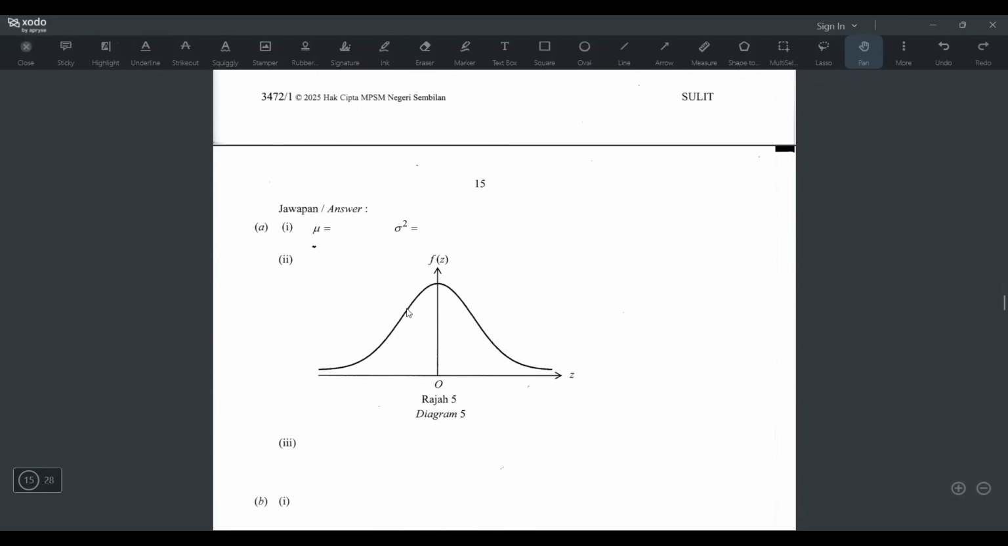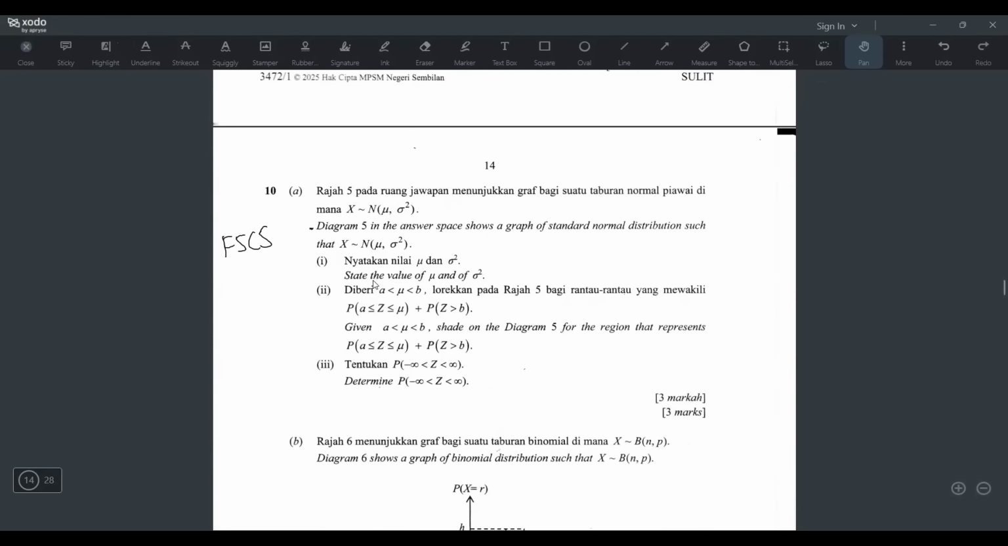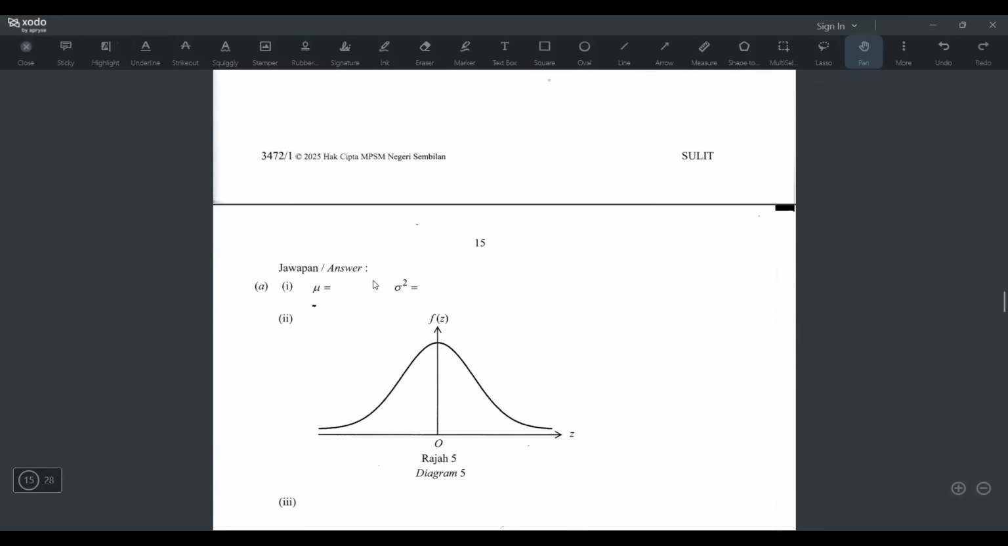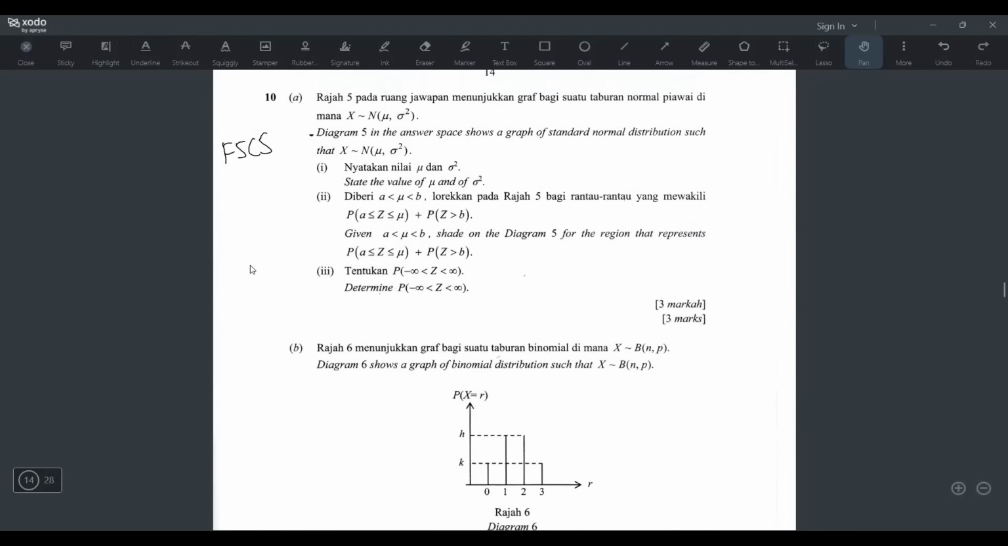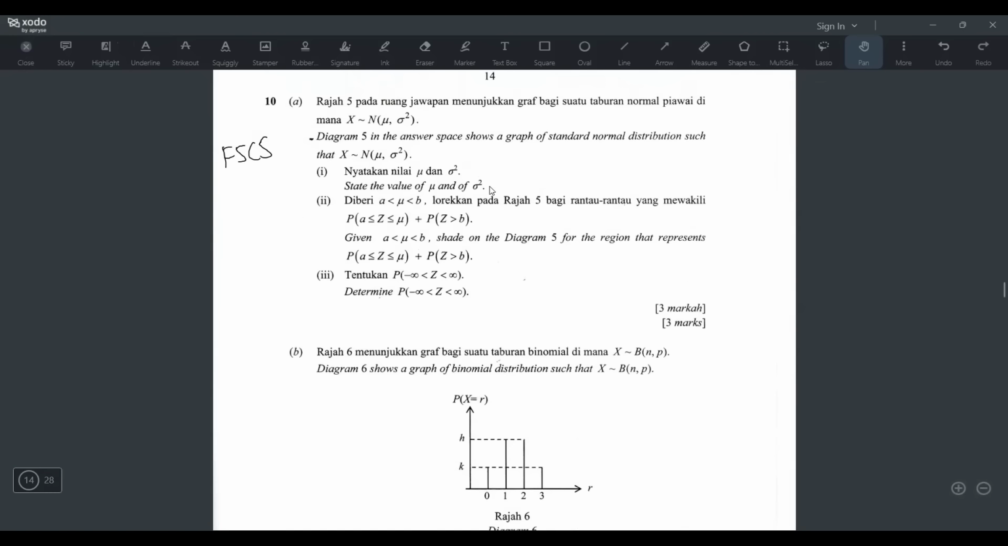Okay, I see it now. So this one, diagram 5. Oh, yeah, this one, diagram 5. Okay, number 1 says state the value of mean and the variance. This is the symbol for variance.